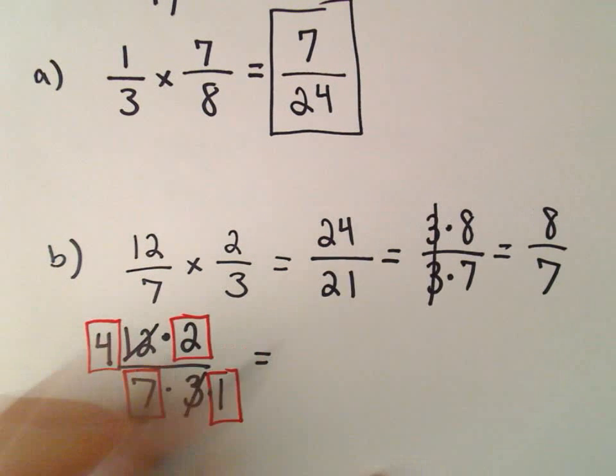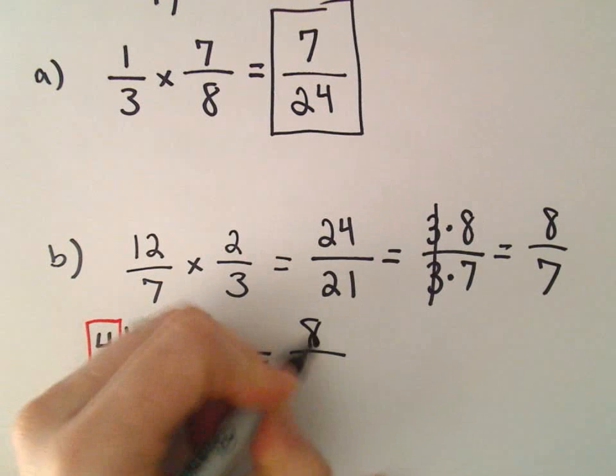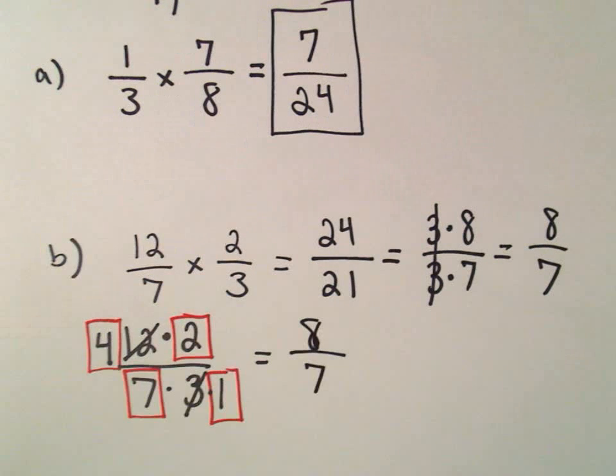So now I just multiply what's left. 4 times 2 is 8. 7 times 1 is 7. And again, we have our same solution as before.